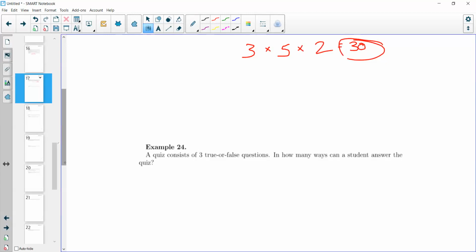So a quiz consists of 3 true or false questions. How many ways can a student answer the quiz? So we have 3 questions, which have 2 answers each. How many different ways can you answer the first question? 2. How many different ways can you answer the second question? 2. How many different ways can you answer the third question? 2. Multiply, and 8.